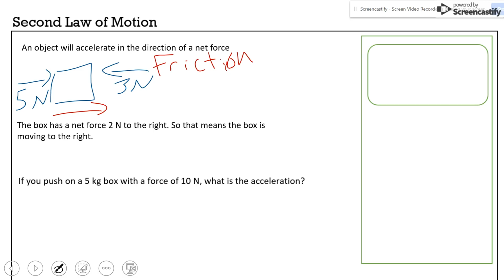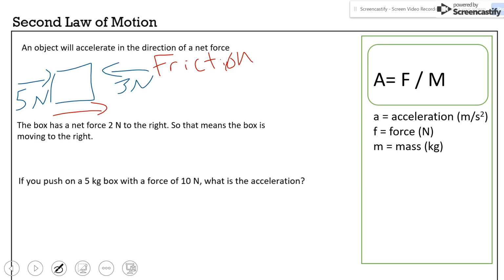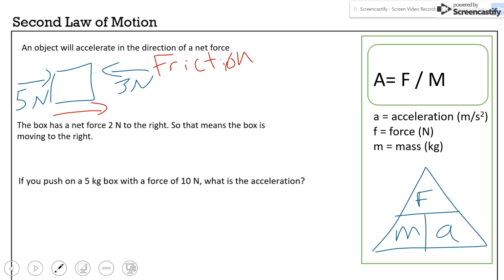We can also calculate this mathematically. We can say A equals F divided by M. In this equation, A is acceleration, which is measured in meters per second squared. F is force, which is measured in newtons. And M is mass, measured in kilograms. You have seen this triangle before, and it's the same as F equals M times A. This triangle is where we're getting this formula from. If we cover up A, we're left with force over mass.